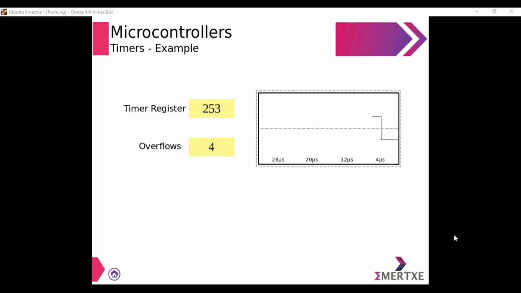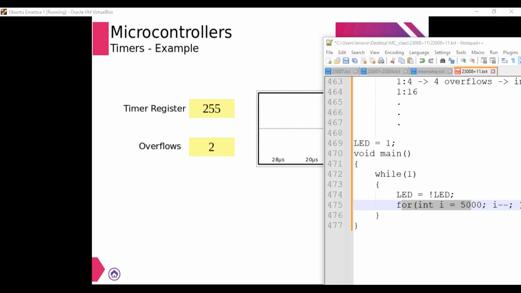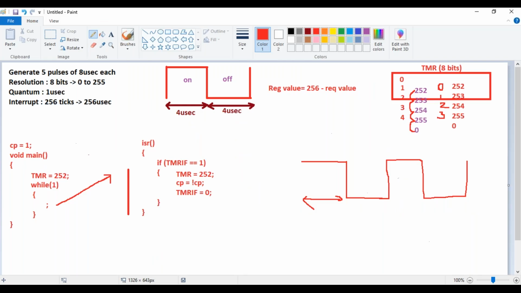The number of overflows is also being recorded, because our requirement was to generate just 5 pulses. I'm not exactly generating 5 pulses; I'm trying to generate a clock pulse of 8 microseconds, not for 5 pulses only. So to make sure there are only 5 pulses, it is counting the number of overflows. We are taking the time of a pulse as equal to the time for one interrupt, right? Yes, because we are toggling the CP in the ISR, so the time of each pulse is nothing but the time it takes for the interrupt to get generated.